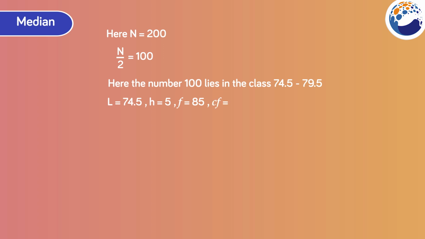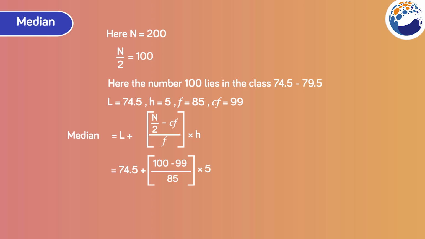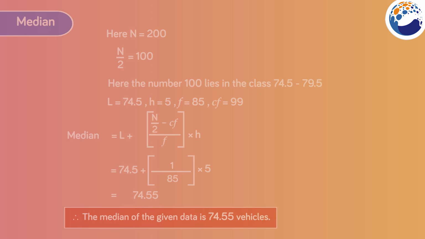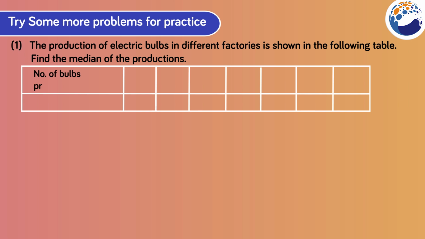Median is equal to L plus (n by 2 minus cumulative frequency) upon frequency into H, which is equal to 74.5 plus (100 minus 99) upon 85 into 5. Here 100 minus 99 becomes 1. Therefore 74.5 plus 0.0588, which becomes 74.55. Therefore, median of the data is 74.55 vehicles. Try some more problems for practice.